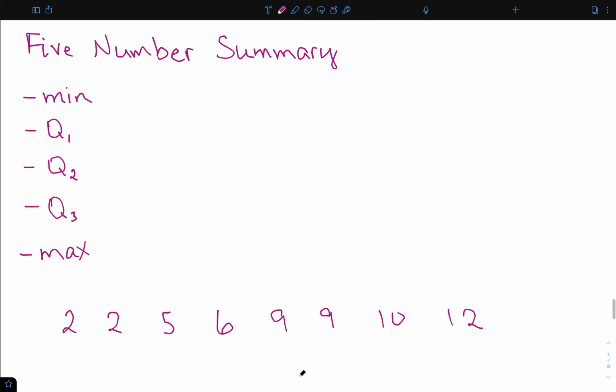Most often, quartiles are reported as part of what's known as the 5-number summary. The 5-number summary includes the minimum, the 3 quartiles, and the maximum. Let's once again consider this data set 2, 2, 5, 6, 9, 9, 10, 12. We can see our minimum value is 2. We previously found our quartiles to be 3.5, 7.5, and 9.5. And we can see the maximum number is 12. So here we have our 5-number summary.